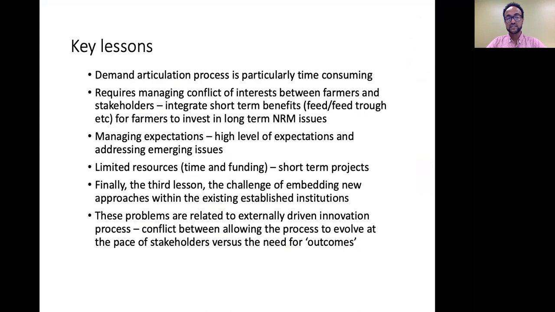And the other lesson we learned is that the demand articulation process is especially time consuming, because we started from farmers and then moved to other stakeholders, and we listed all the problems to prioritize one on top for each site. Then designing started maybe after 1 or 2 years, when we started thinking about the innovation to be implemented. So it requires managing conflict, managing different expectations, and when you have limited resources, that's also another problem.